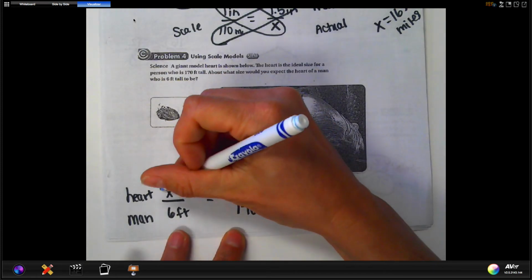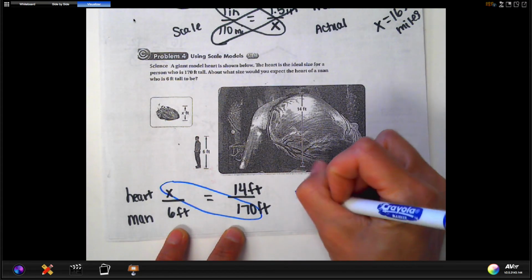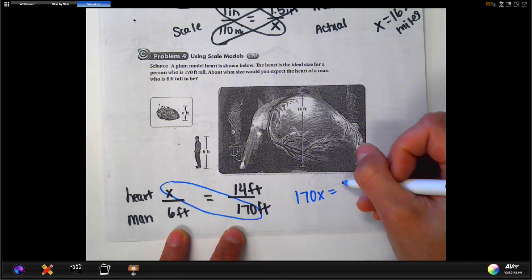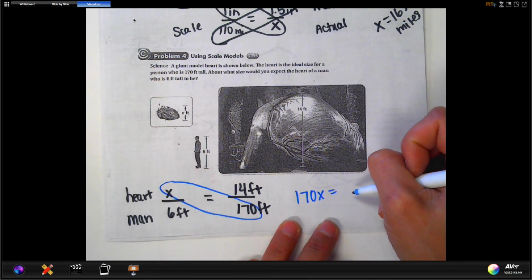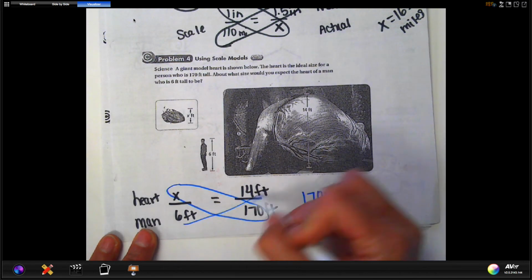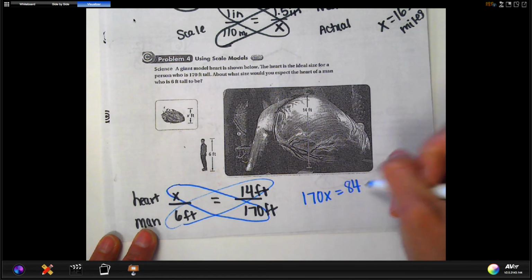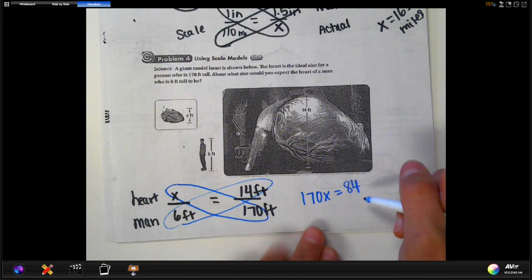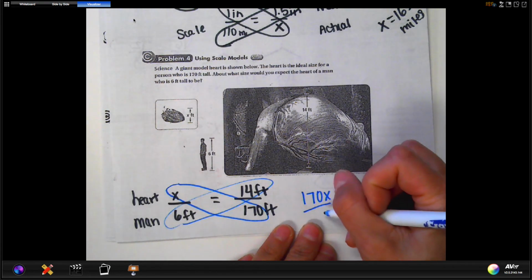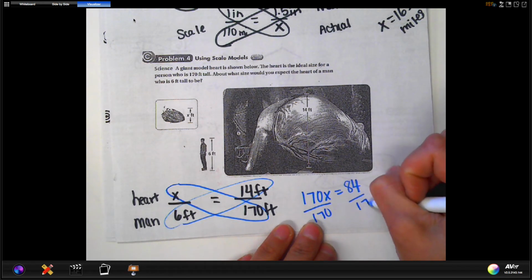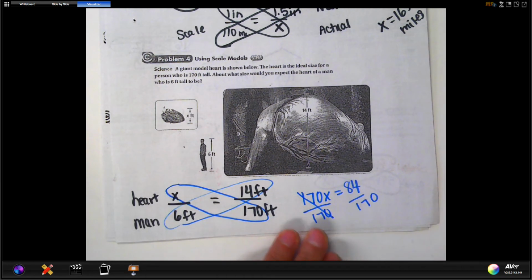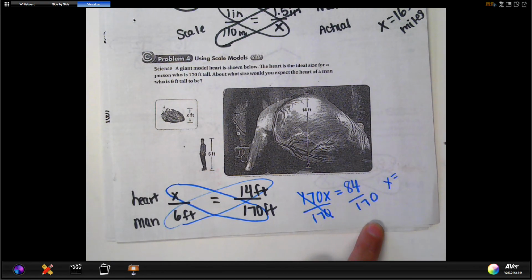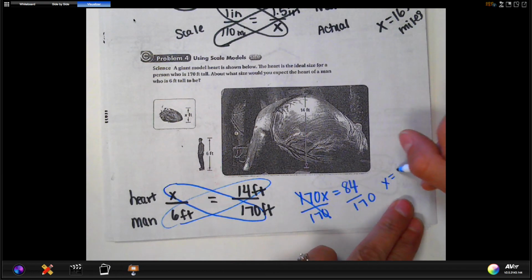So 170x equal technically 14 times 6, which would be what? 84. All right, and then what do we do? Divide by 170. What does x equal? You should get a decimal. 0.494. So about 0.5, right?